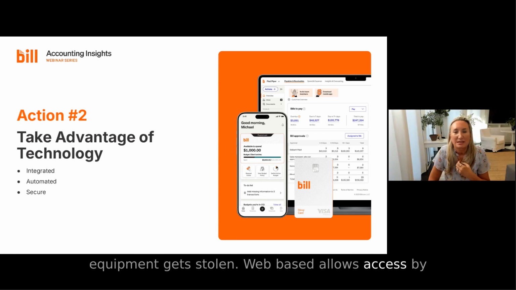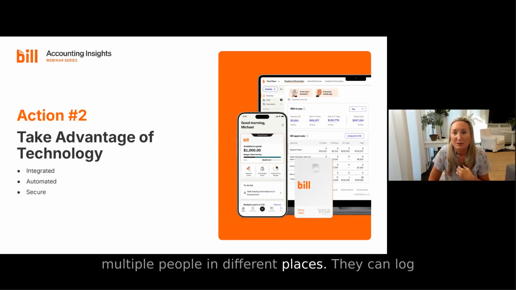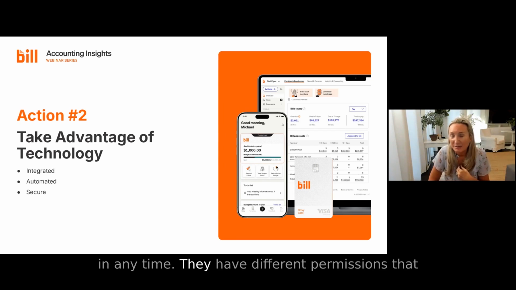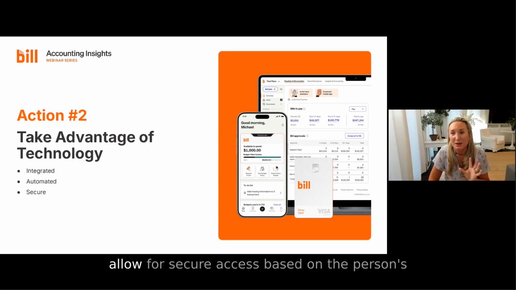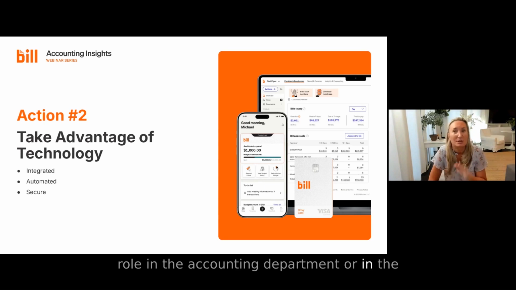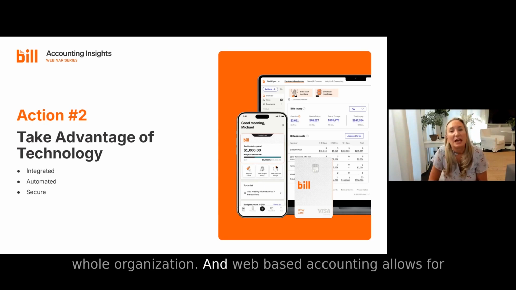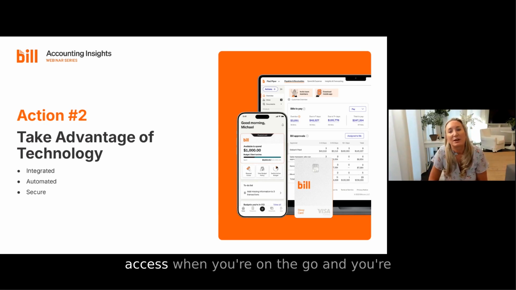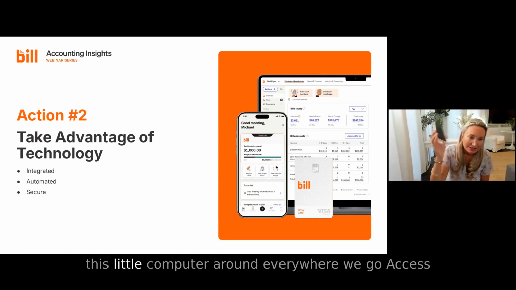Web-based allows access by multiple people in different places. They can log in anytime. They have different permissions that allow for secure access based on the person's role in the accounting department or in the whole organization. And web-based accounting allows for access when you're on the go and you're not sitting at your desk, because you can go mobile. So many of us are carrying this little computer around everywhere we go.